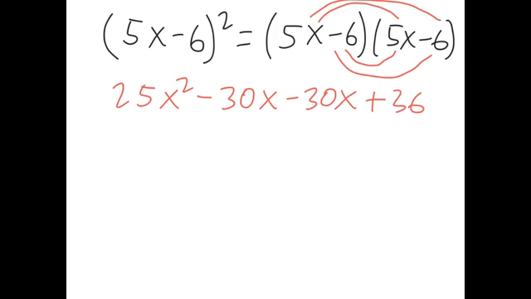So then we combine like terms, and notice here we have two things with x's, but this x squared has nothing to add with, and this 36 has nothing to add with, so we just add these two. So we'll get 25x squared, and then minus 30x, minus 30x will give us a negative 60x. And then plus 36.